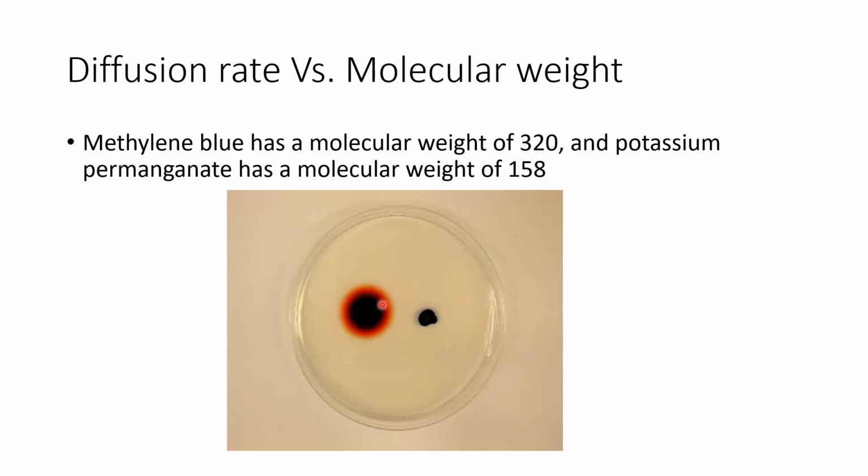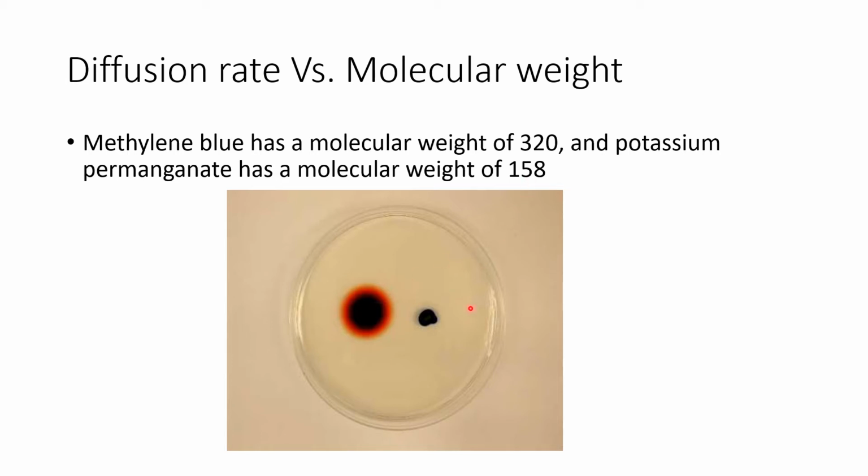Now notice how this dye right here is diffusing faster compared to this one. This one is potassium permanganate, and this dye right here is methylene blue. Notice how methylene blue is not diffusing as fast as potassium permanganate, and the reason is that methylene blue is actually larger. Its molecular weight is 320 compared to potassium permanganate, which is smaller and lighter. Its molecular weight is 158.